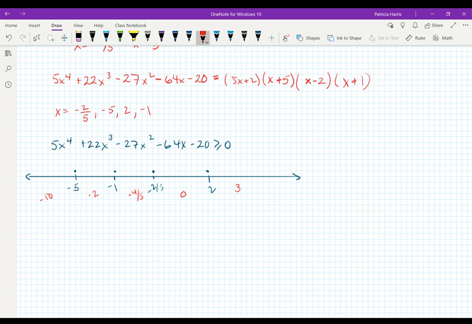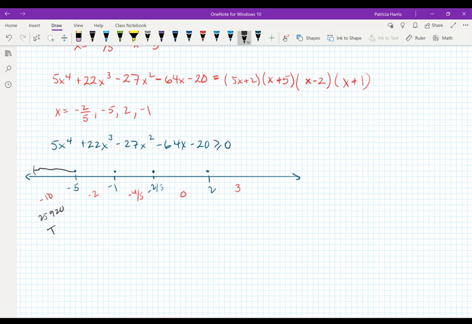Okay, so when I plugged in the -10, this is what I got. I got 25,920. Well, that is definitely greater than 0, so that's true. So I'm going to shade this portion of my graph. Okay.